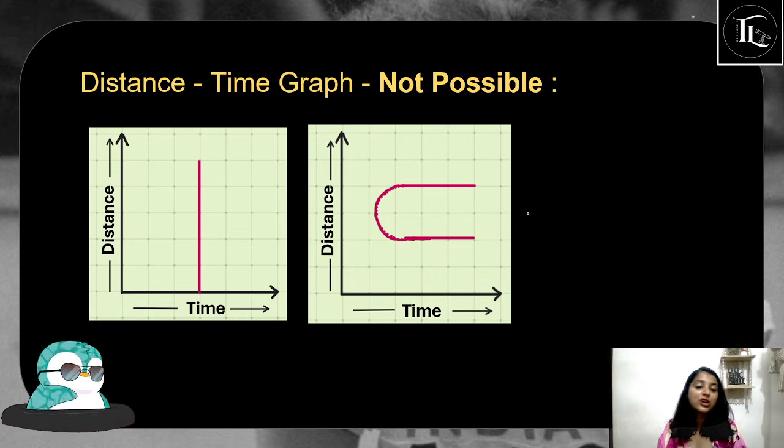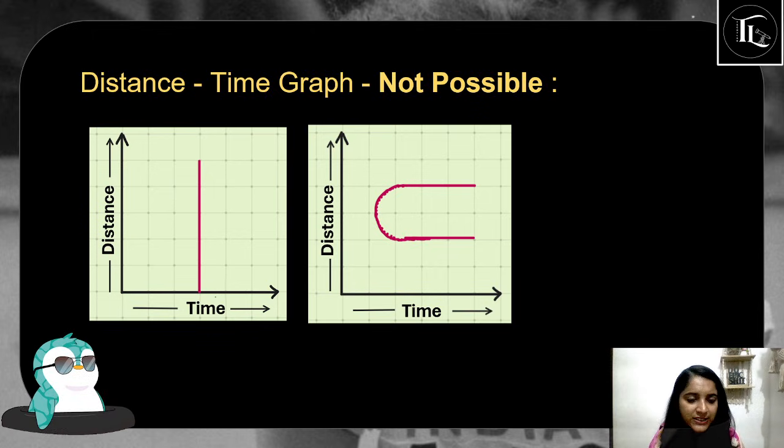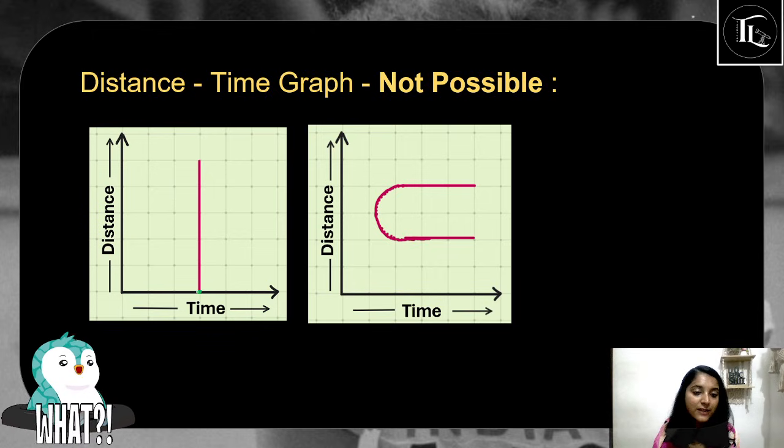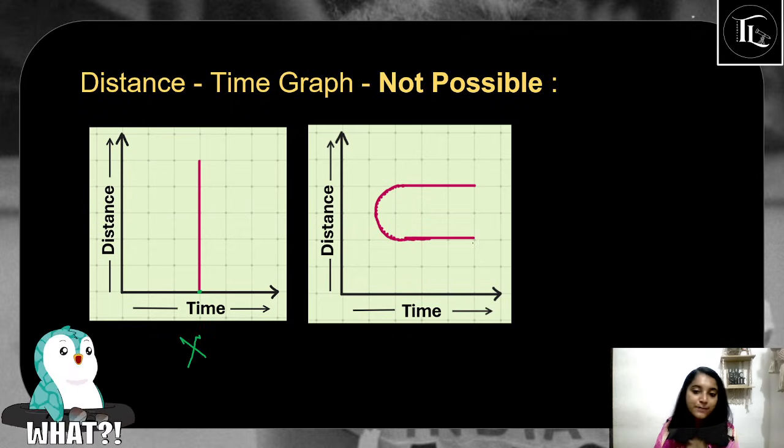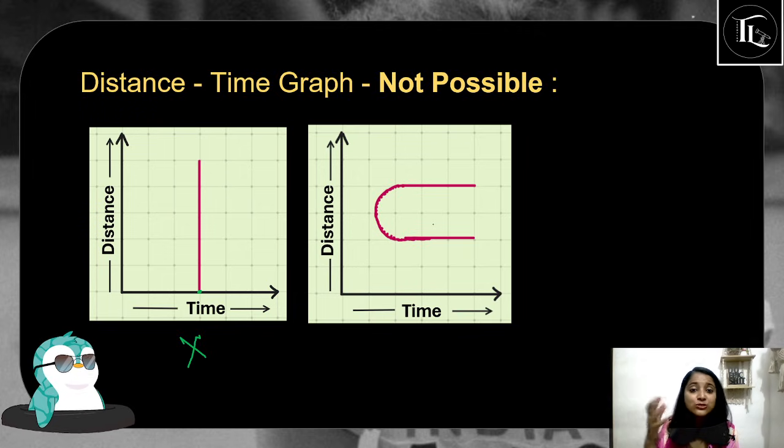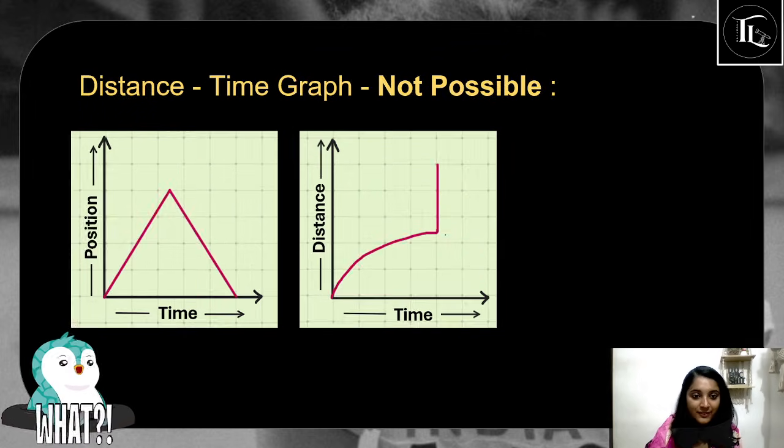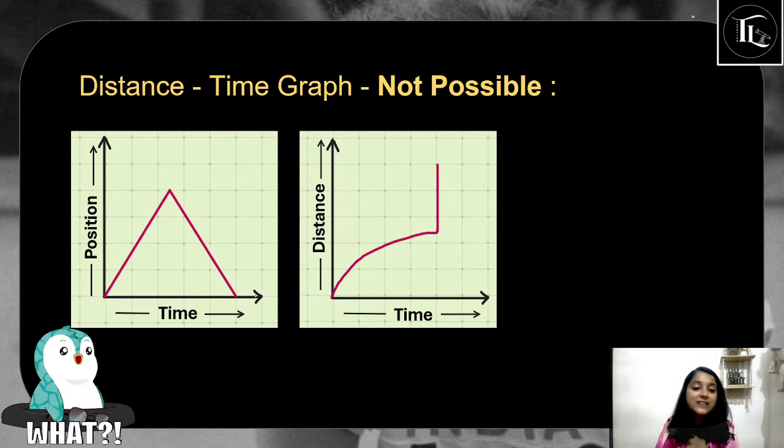Now the graphs which are not at all possible. If you look at this graph, suppose in 1 second you just covered like 30 meters, it's not possible, right? Suppose now in that particular time period, how can you be on two different locations? Again, not possible. Again, these graphs are not possible.